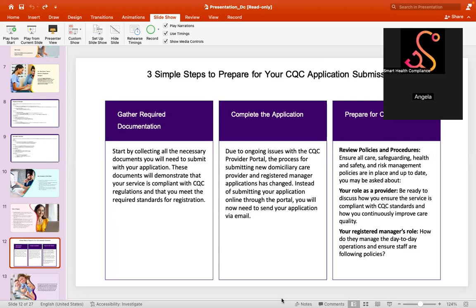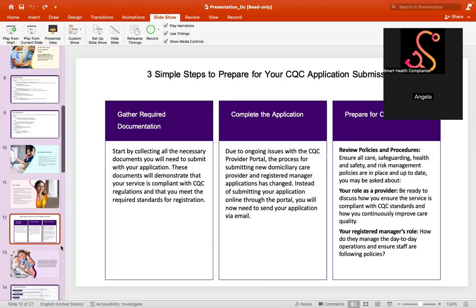So to prepare for the actual application, there's a lot of documents that you need to submit alongside. So a lot of supporting documents. These are things like your safeguarding policies, your health and safety, risk management. So there's a lot that you need to have ready when doing the submission of your application too. So it's not just a case of getting the initial documentation. Once you're at the application stage, there's a lot of supporting documents that you need to attach with your application, okay?